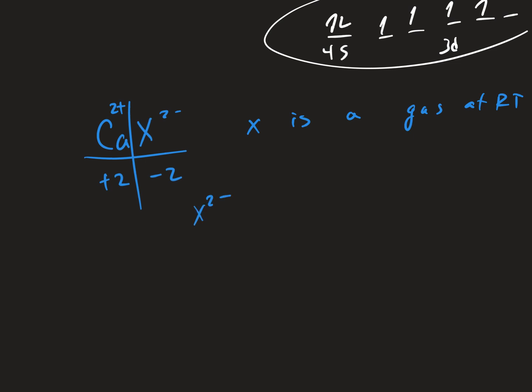And where is the 2- group on the periodic table? In group 16. And you find which one of those is a gas. What if it says it's a solid? What if it says it's a liquid? All of them in group 16 are chalcogens. But how do you know if it's a solid or a gas or a liquid?